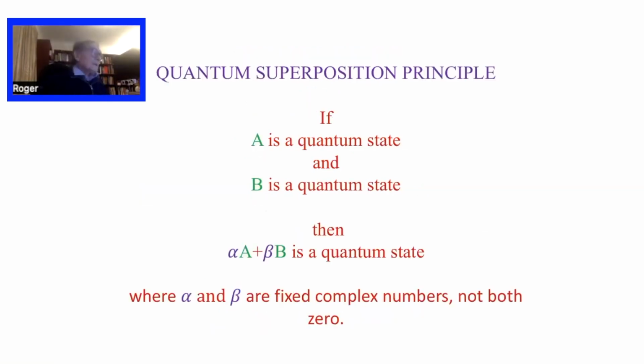Okay, I want to mention a fundamental principle of quantum mechanics, the principle of superposition. If A is a quantum state and B is a quantum state, then we also have allowable quantum states by forming linear combinations alpha A plus beta B, where alpha and beta are complex numbers, not both zero. We're really interested in the ratio between alpha and beta rather than alpha and beta individually.